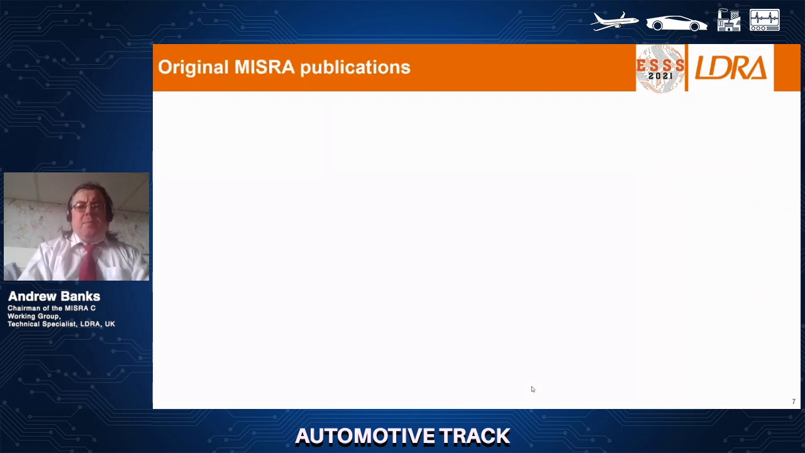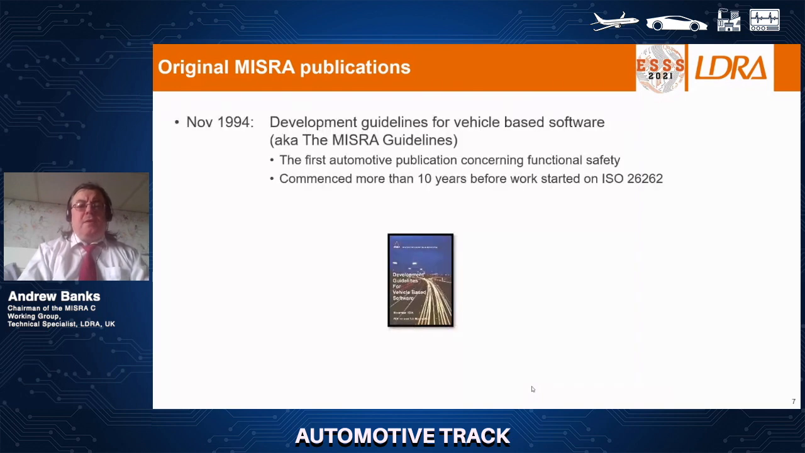So who and what are MISRA? Well, in 1994, a group of the UK automotive industry had published a document called Development Guidelines for Vehicle-Based Software. These are known as the MISRA guidelines. And it was the first publication addressing functional safety within the automotive world. And note, this was commenced more than 10 years before ISO 26262.